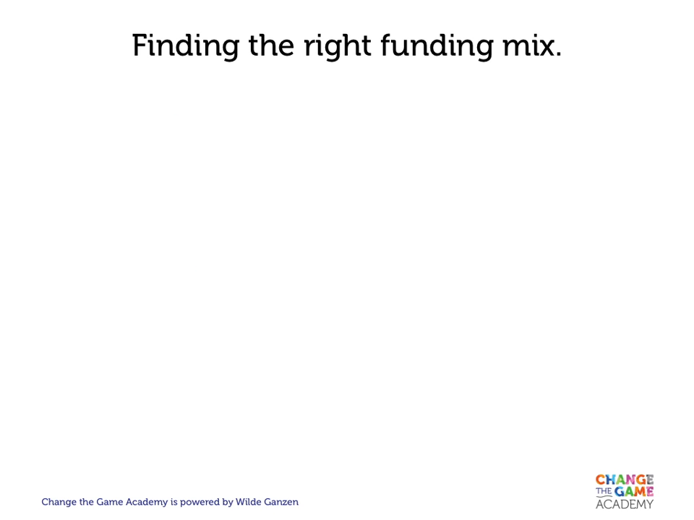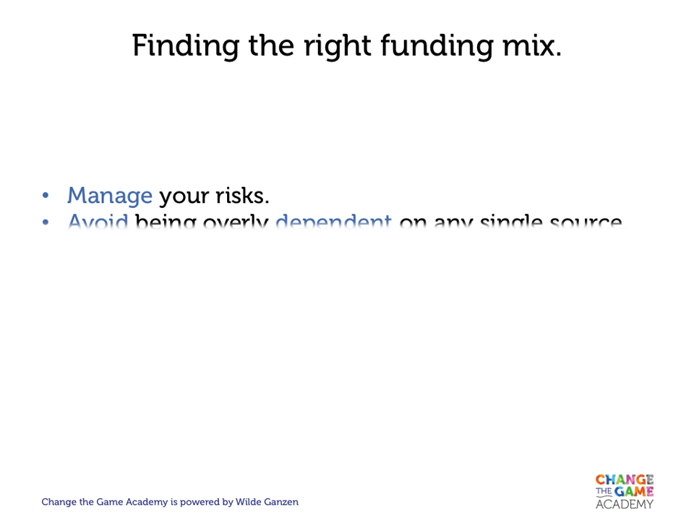So finding the right funding mix is a really key goal that you have. For every organization, the right balance can be slightly different. But what you could generally say is that you try and minimize your risks, and you do that by avoiding being over-dependent on one income source.